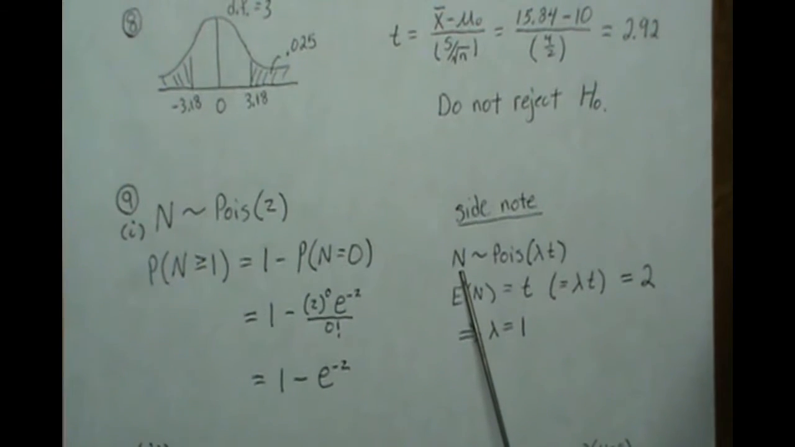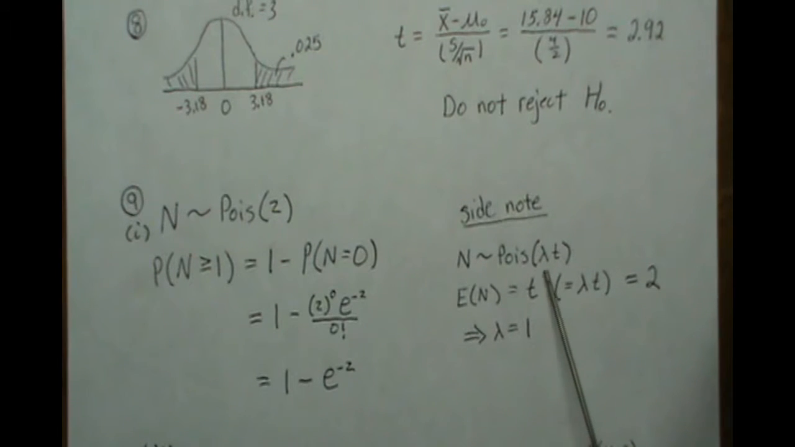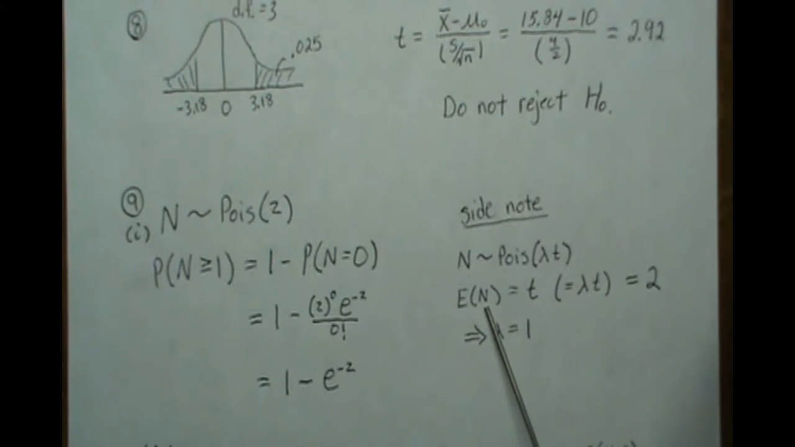A Poisson variable, say N, is distributed Poisson lambda t. Lambda is the rate of events per standard unit, and t is the number of standard units. So if we want 2 standard units, or 3 or 1.5, then lambda t is the new parameter for the Poisson. In this problem, the expected number of events is t.